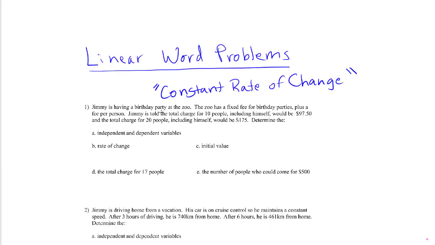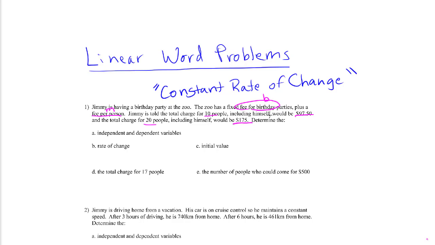Okay, number 1, Jimmy's having a birthday party at the zoo. The zoo has a fixed fee for birthday parties, plus a fee per person. Often our fixed fee is the b value. The fee per person will usually refer to our slope. Jimmy is told the total charge for 10 people, including himself, will be $97.50. And the total charge for 20 people, including himself, will be $175.